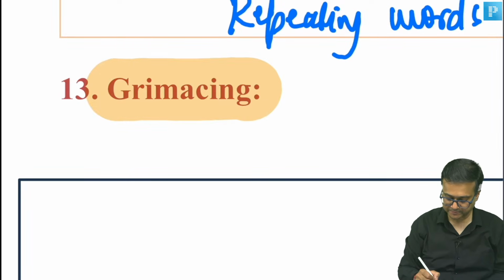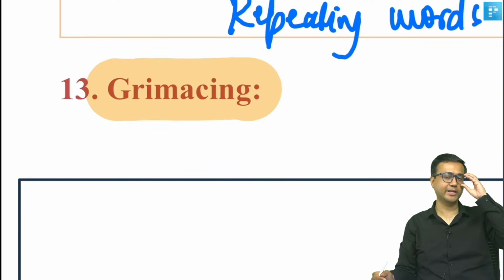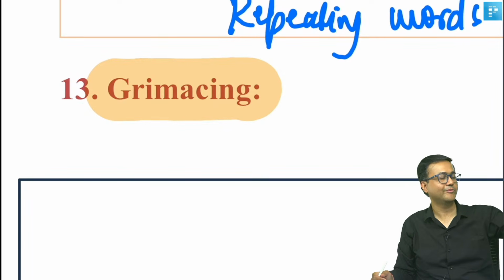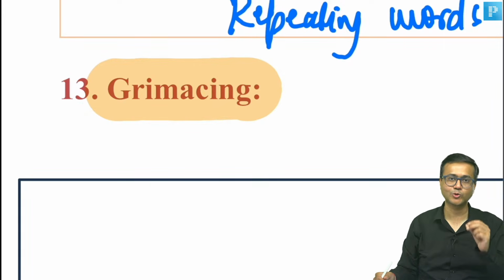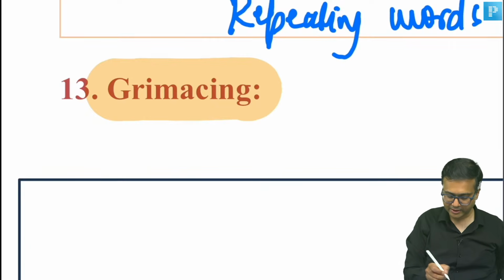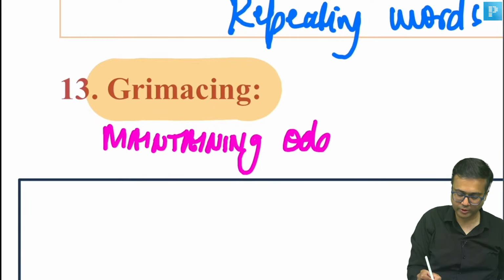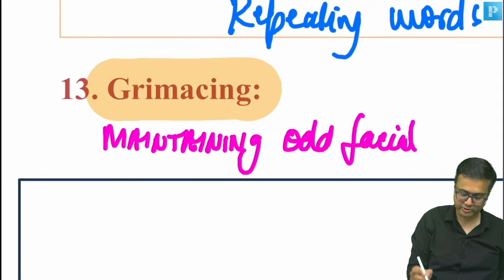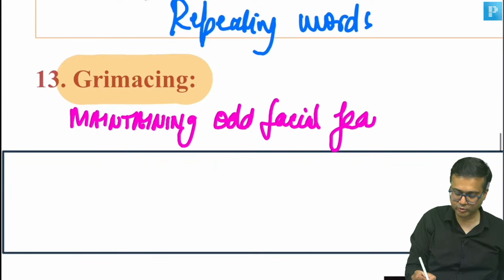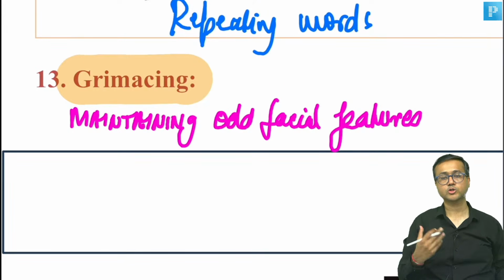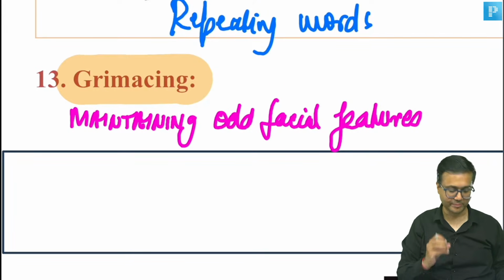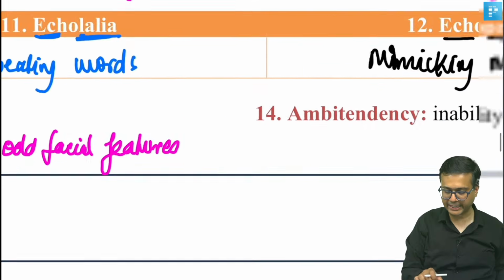Beta, what is grimacing? Nowadays, beta, when you take a selfie, what do you do? You pout. If you maintain that pout for a long time, that is known as grimacing. So what is grimacing? Grimacing means maintaining of odd facial features. So sometimes you will see that patient with schizophrenia may maintain such odd facial expression. So this is grimacing.